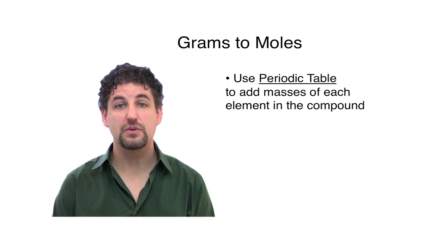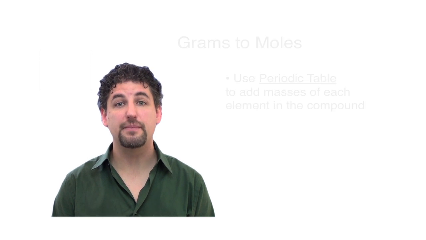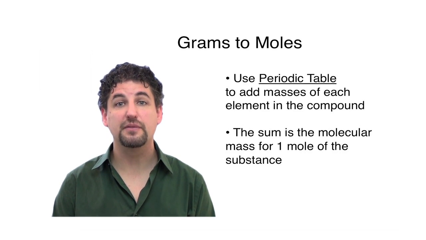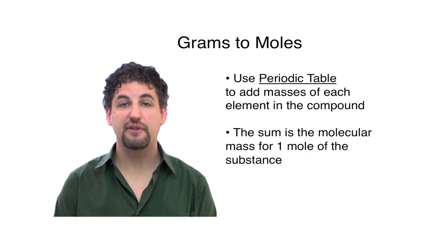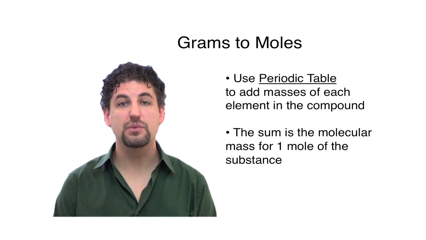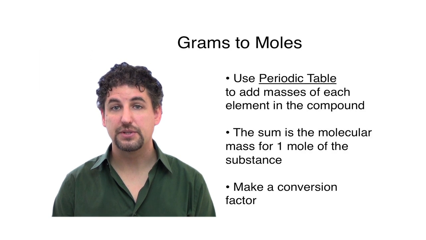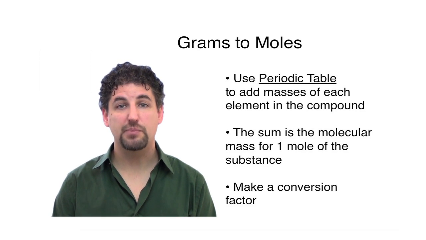Once you add up all the masses of the different elements involved in your substance, now you know the molecular mass, or what's called the formula mass. That's basically how many grams are in 1 mole of that substance. And then from there, you can create a conversion factor that allows you to move from grams to moles. Those are the key points for this introduction. Watch the video and watch what I do to go from grams to moles.